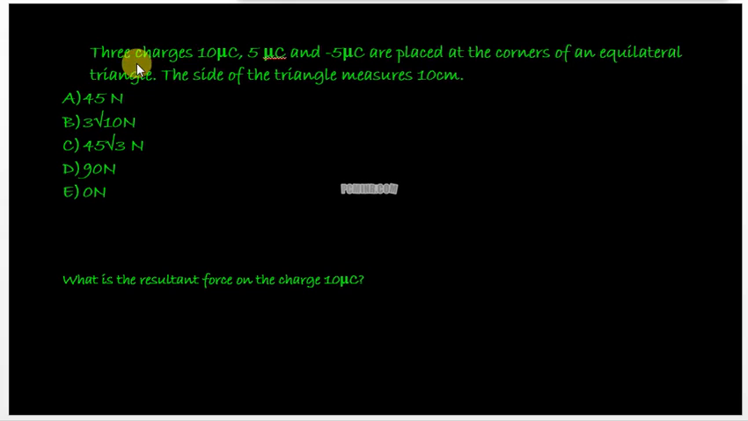So a question says three charges, 10 microcoulomb, 5 microcoulomb and minus 5 microcoulomb, are placed at the corners of an equilateral triangle. The side of the triangle measures 10 centimeter. So out of these 5 given options, what is going to be the resultant force on the charge 10 microcoulomb? So let's find out how we can find the total force or the resultant force on the charge of 10 microcoulombs.